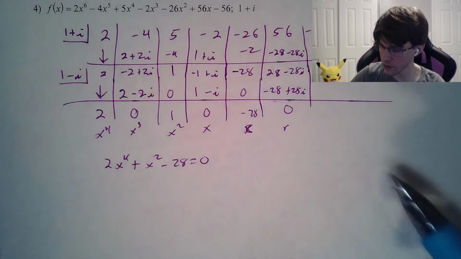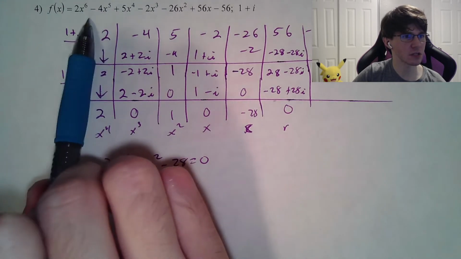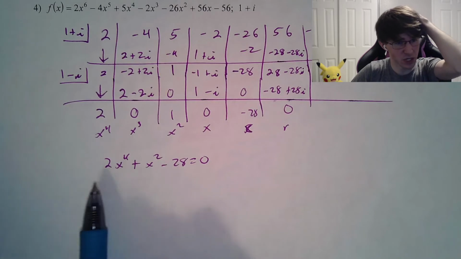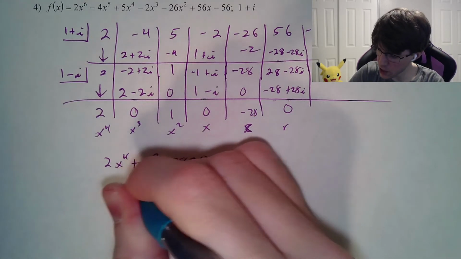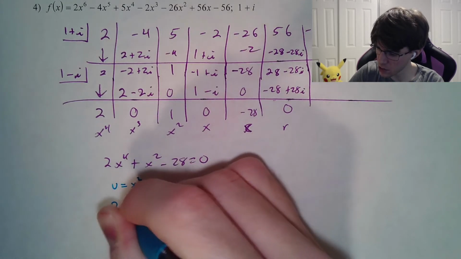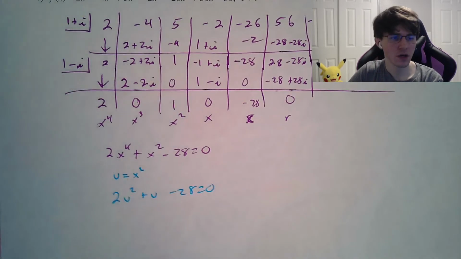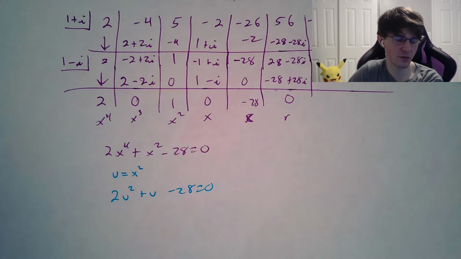So we already started off with part of the answer. We have the 1 plus i, the 1 minus i, but there's a power of 6 here, which means there are 6 answers. The other 4 answers come from this. This is what is called a quadratic form. So the idea is if I make u equal to x squared, this becomes 2u squared plus u minus 28 equal to 0, which means I can now use my quadratic formula to figure out what my answer is to this one.